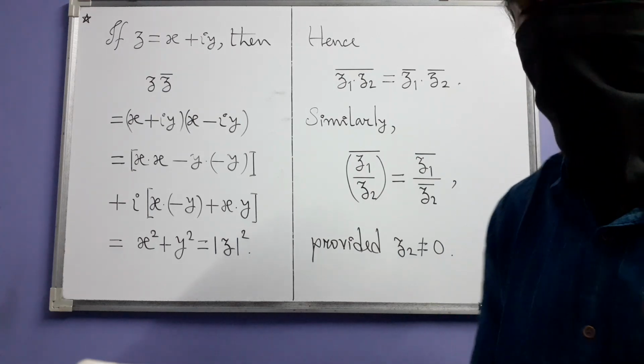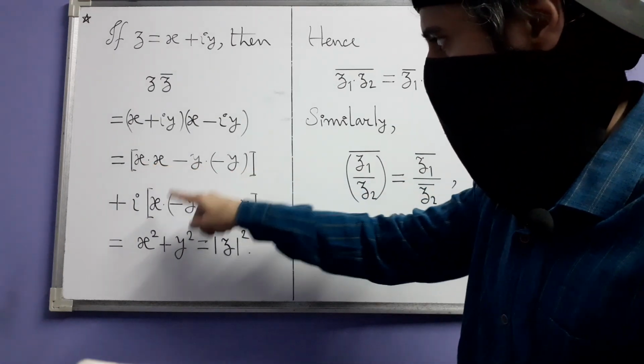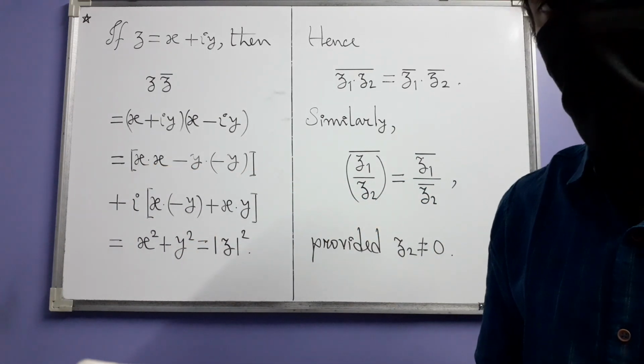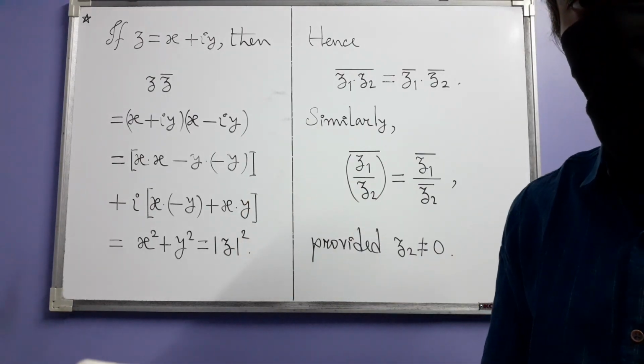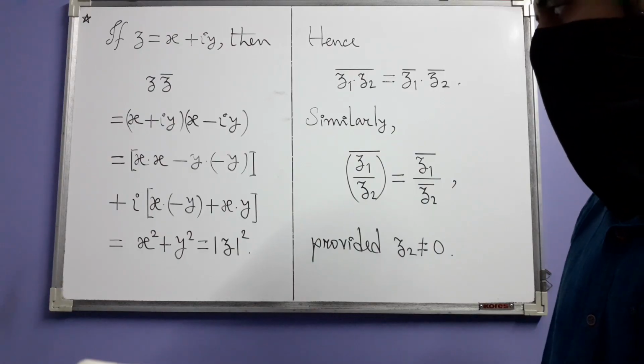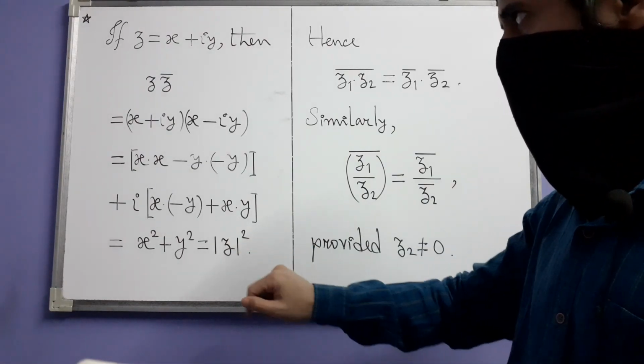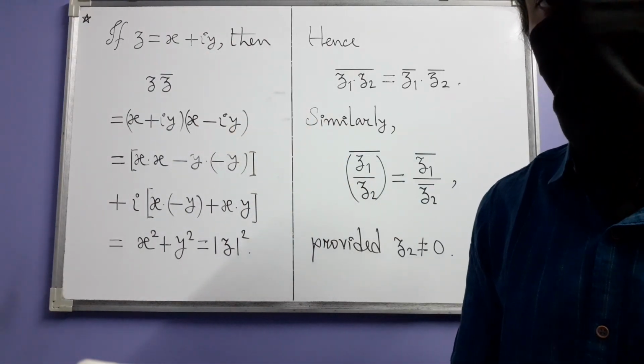Here there is no imaginary part and this becomes x squared plus y squared, which however is nothing but the square of the absolute value of z. So you have got a formula involving absolute value and complex conjugate.